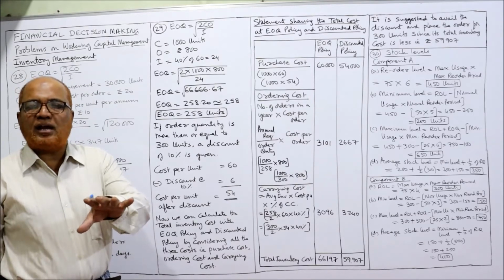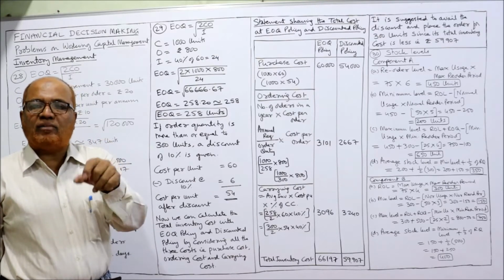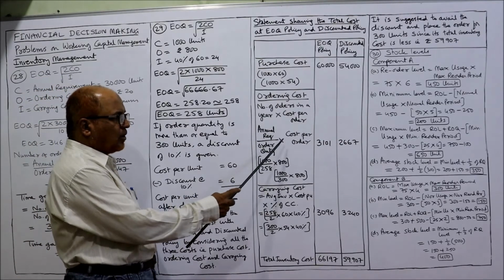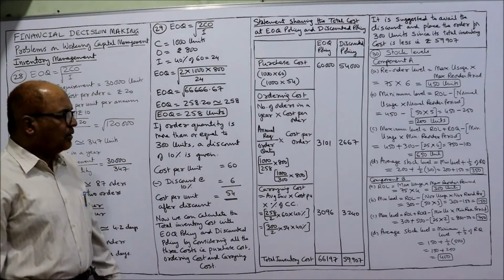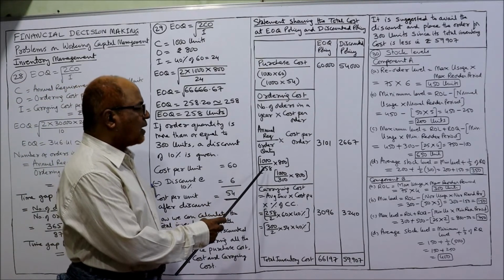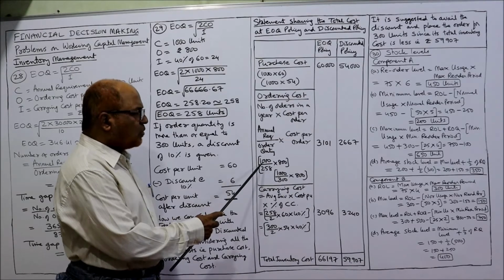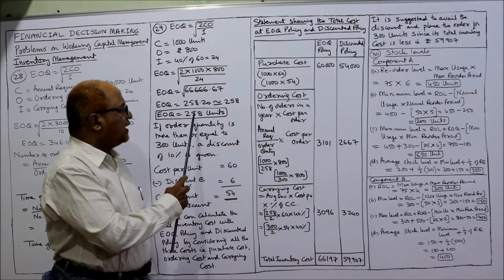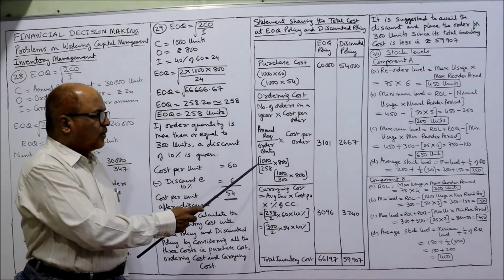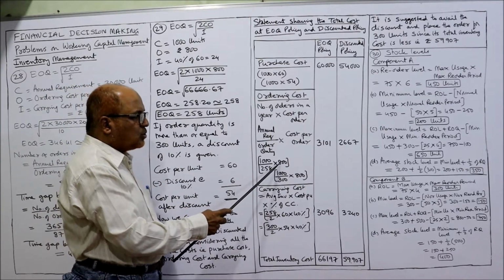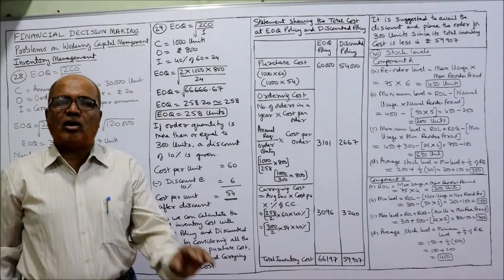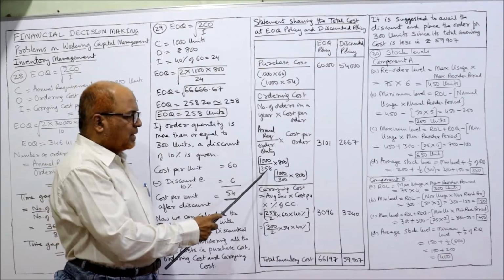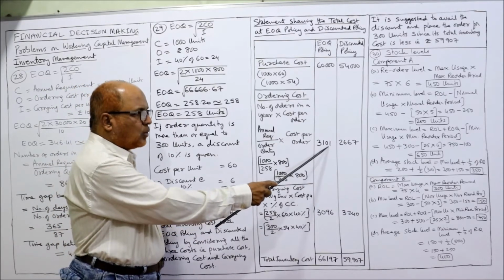Number of orders in a year, annual requirement divided by ordering quantity. Annual requirement divided by ordering quantity into cost per order. So here annual requirement is 1000 and ordering quantity in EOQ policy is 258 units. We have already calculated. So 1000 divided by 258 into ordering cost. The ordering cost per order is 800 rupees where we have calculated. So 1000 by 258 into 800, 3101.